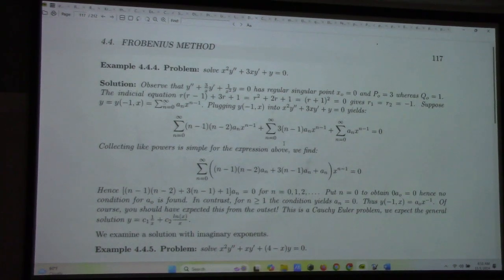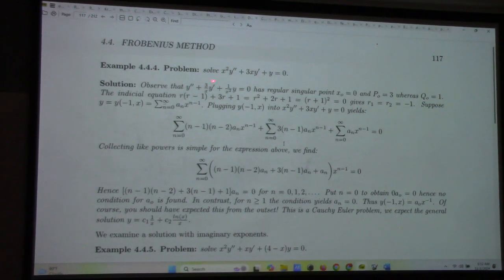Let's see here. Also, this method of Frobenius defines a lot of the important special functions which we need for solving interesting partial differential equations of mathematical physics. Things like the Bessel functions, the Airy functions, things like this. They're all defined in terms of series which are Frobenius-based series.